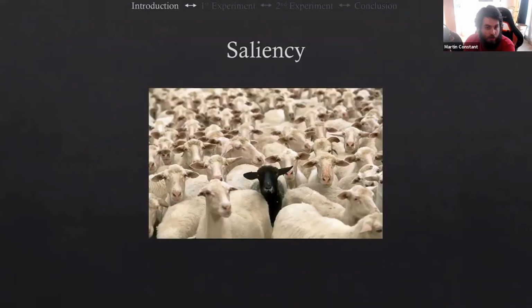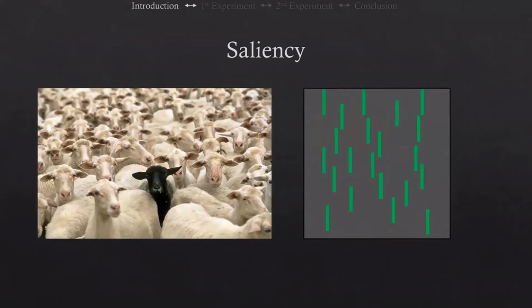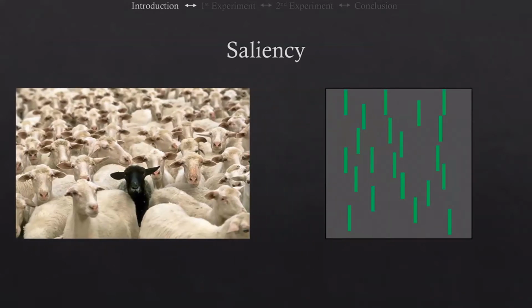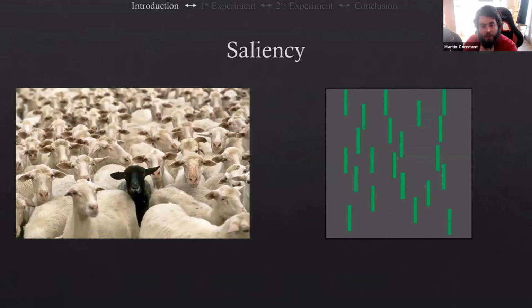So I'll start by describing what saliency is. Saliency is when something stands out, like this black sheep among all the white sheep. Here, for instance, there are some vertical bars and none stand out. But then if one suddenly turns red, it is salient. Also, if one bar is tilted, it is also salient because all the other ones are vertical. So basically, saliency is determined by local feature contrast.